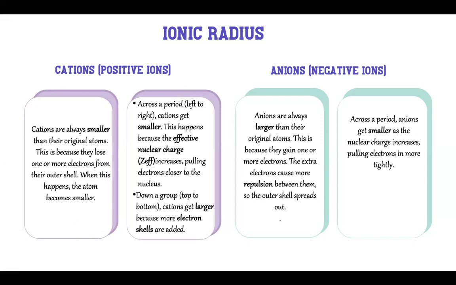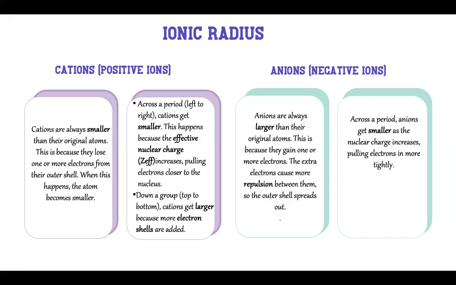Across a period, left to right, cations get smaller, and this happens because the effective nuclear charge, Z effective, increases, pulling electrons closer to the nucleus. Down a group, top to bottom, cations get larger because more electron shells are added.